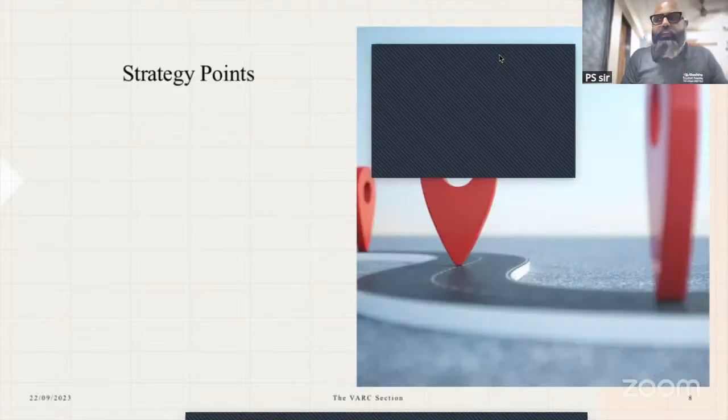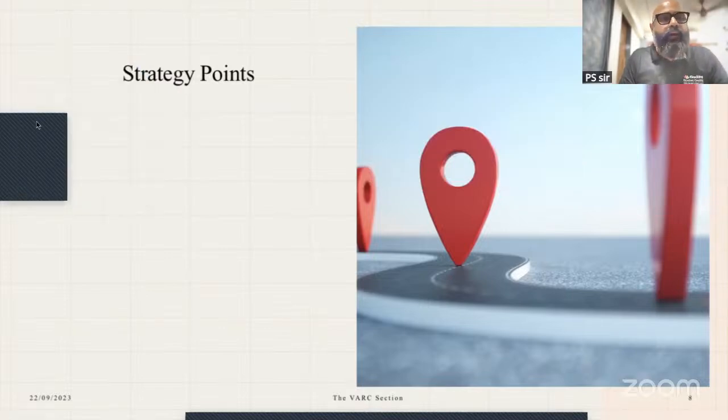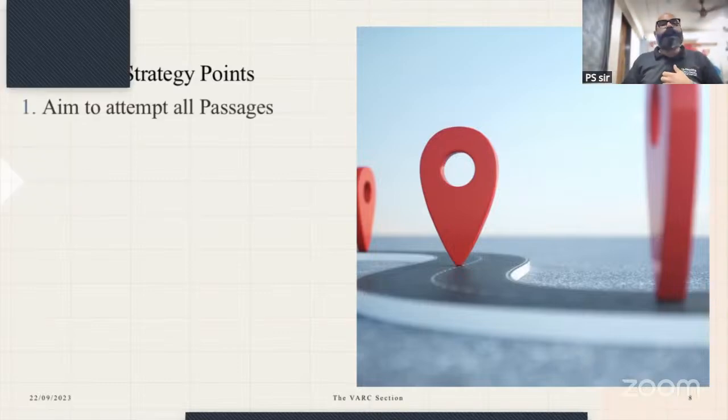थोड़ा सा आगे चलते हैं. If I talk about, let's say, the strategy points, what exactly is the strategy which I have to make? So let's talk about that. The first thing is aim to attempt all passages. If you are planning to have 99 percentile, that's what we are talking about, you can leave questions, but you can never leave passages, because if you are leaving passages, 90 percentile थोड़ा मुश्किल हो जाएगा. So make sure you are attempting all passages.